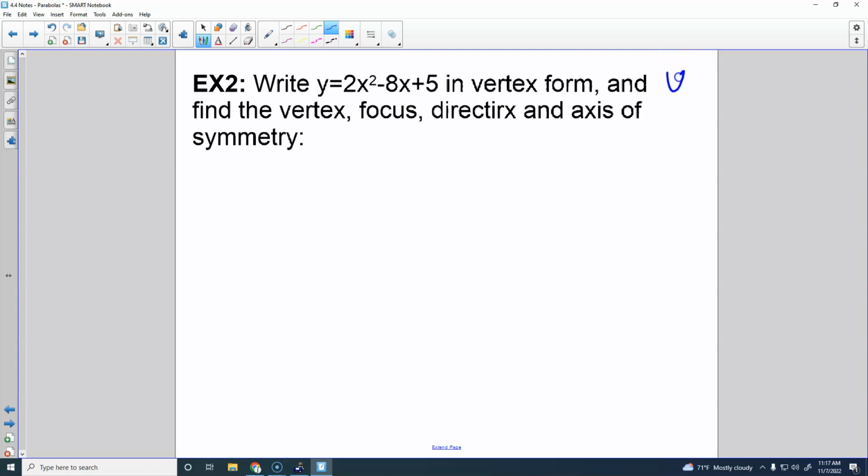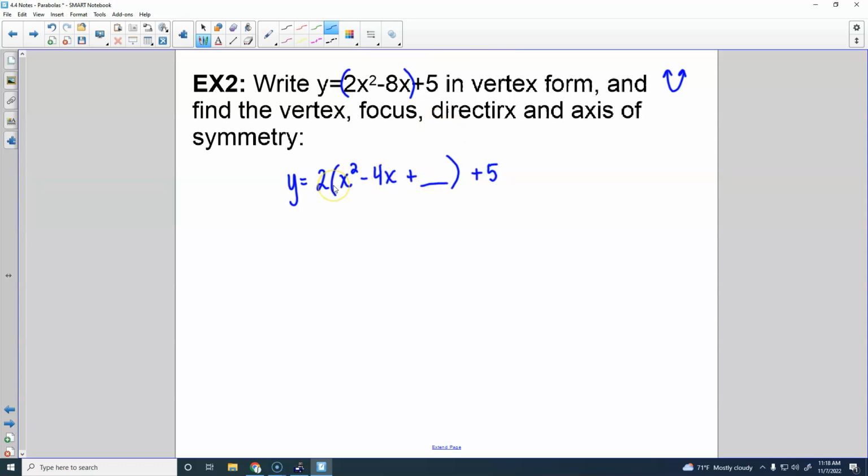It is up. How do you know? That positive 2 right there. So your x squared term is positive, so you know it's going to open upwards. So we're going to have y equals. We're going to do this similar to the way that we did ellipses. We're going to factor out a 2, but only out of the first 2 terms. So it's going to look like this: x squared minus 4x, and I'm going to put a plus blank here. I'm going to leave this 5 right here.